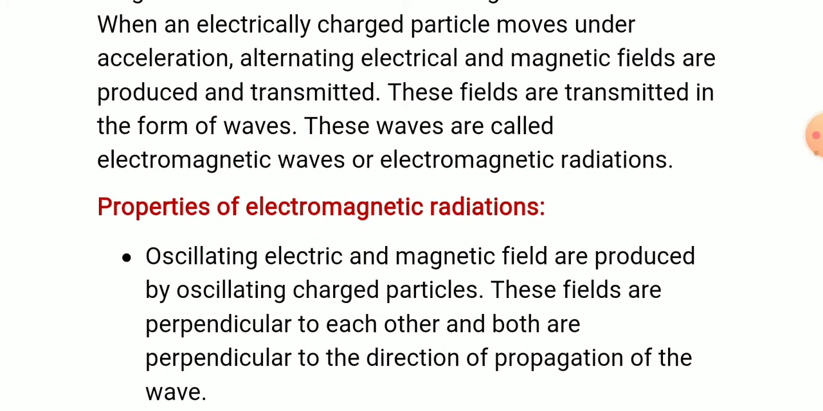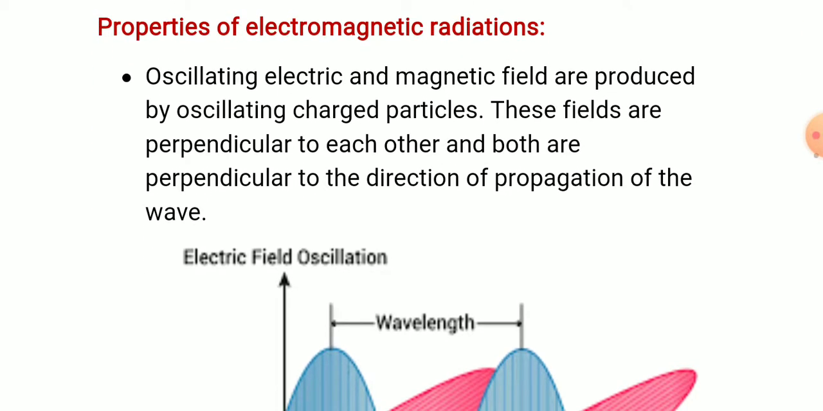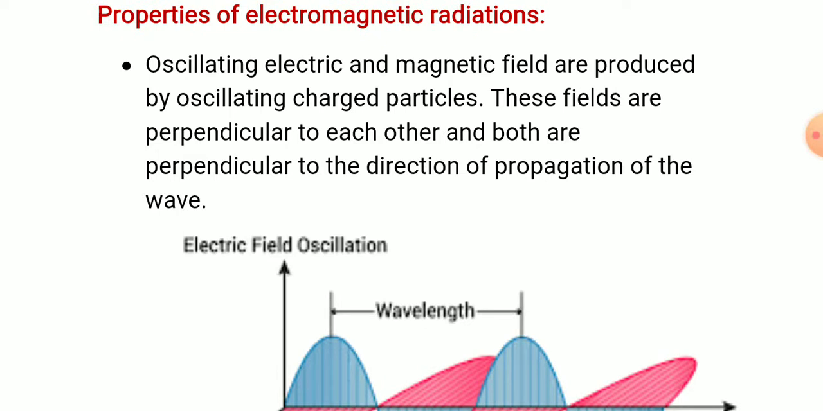Okay. Now, properties of electromagnetic radiation. Oscillating electric and magnetic fields are produced by oscillating charged particles, and these fields are perpendicular to each other, and both are perpendicular to the direction of propagation of the wave. So an electromagnetic wave consists of two components, electric field and magnetic field, and they are always perpendicular to each other, and they are perpendicular to the direction of propagation of the wave.